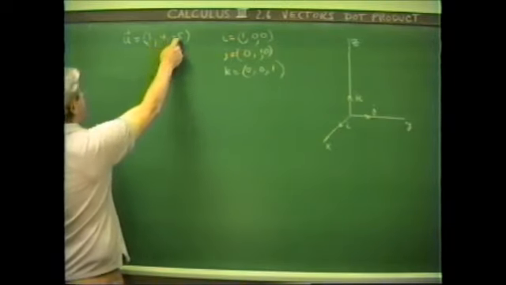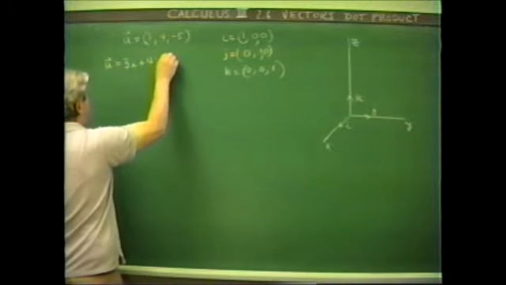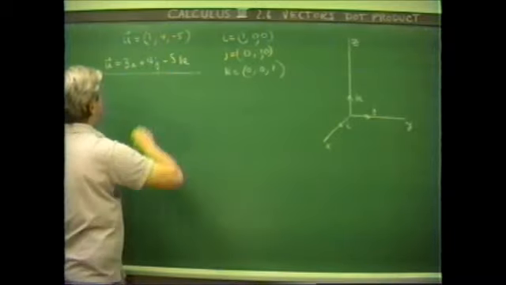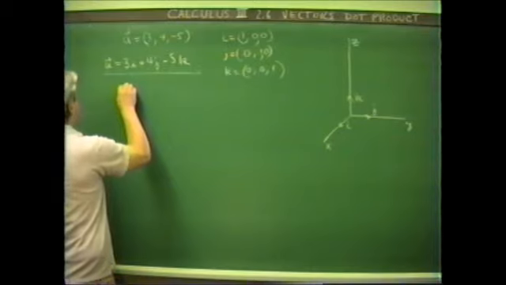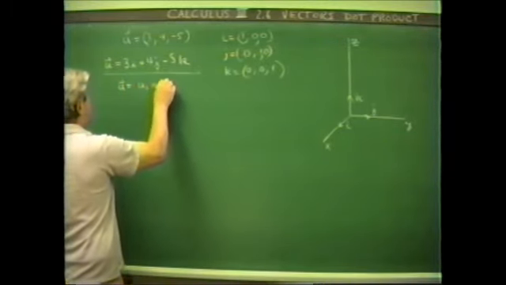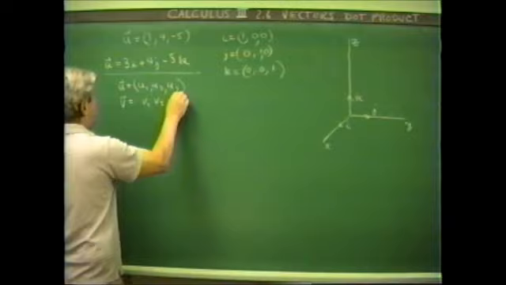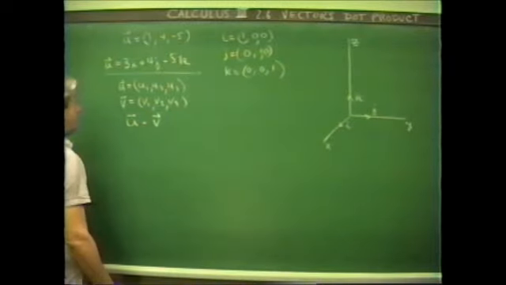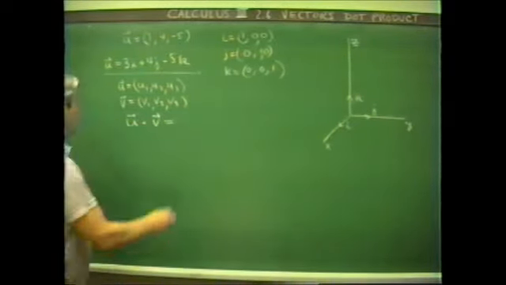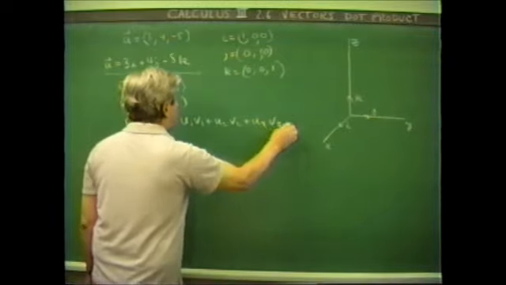And then, if u was 3, 4, minus 5, we could write u as 3i plus 4j minus 5k, and sometimes that is a nicer notation. In general here, if we've got u equals u1, u2, u3, and v equals v1, v2, v3, then we're going to define the dot product of u and v, like so, with the dot, to be the scalar, or number, u1 v1 plus u2 v2 plus u3 v3.